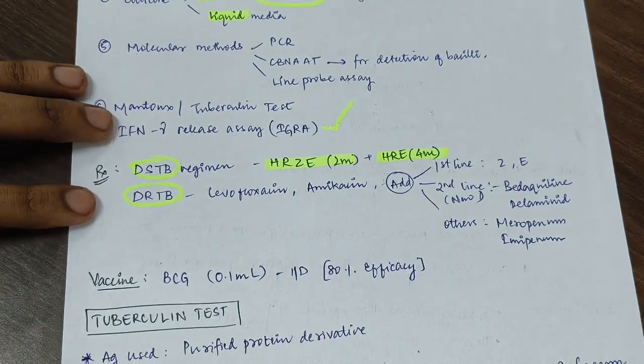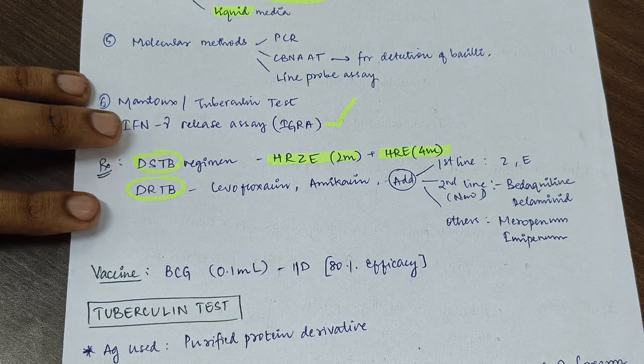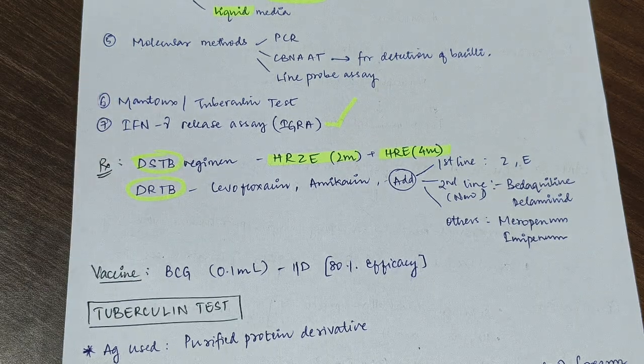Vaccines. What is the vaccine used for prophylaxis or prevention? BCG, 0.1 ml intradermal, 80% efficacy, which is to be given early. Within 1 year you are going to give the BCG vaccine.